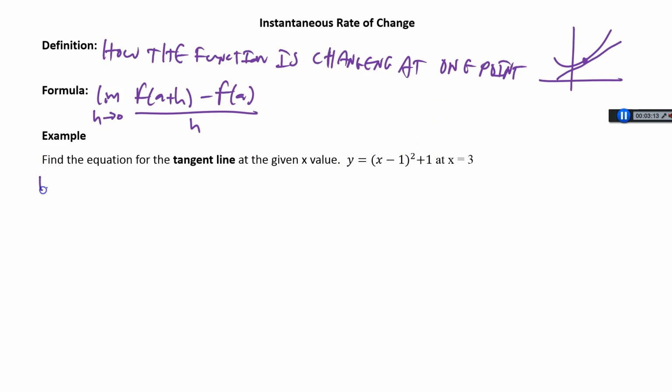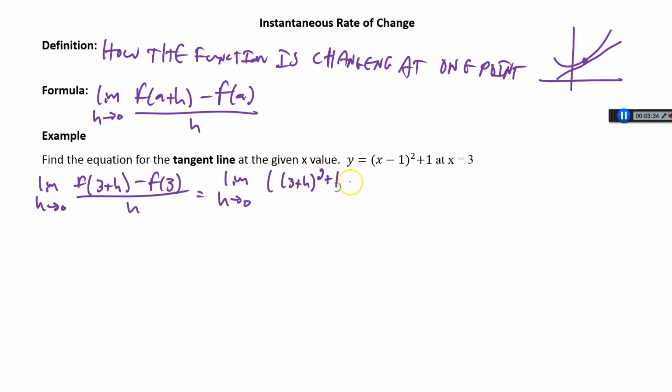So we're going to do limit as h approaches 0, f of 3 plus h minus f of 3 divided by h. So that is limit as h approaches 0. Let's plug these into our function. So it's going to be 3 plus h squared plus 1. Minus f of 3, which is 3.